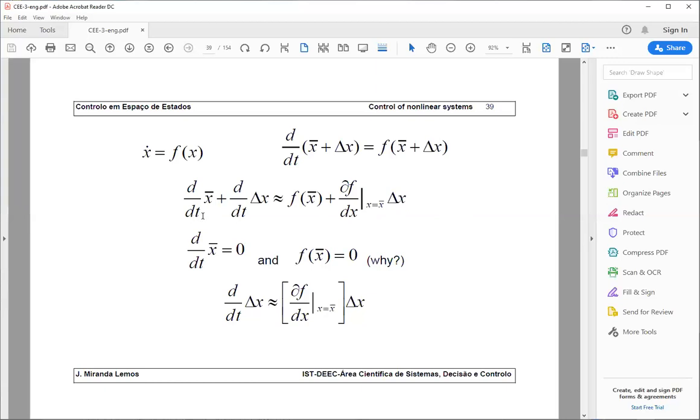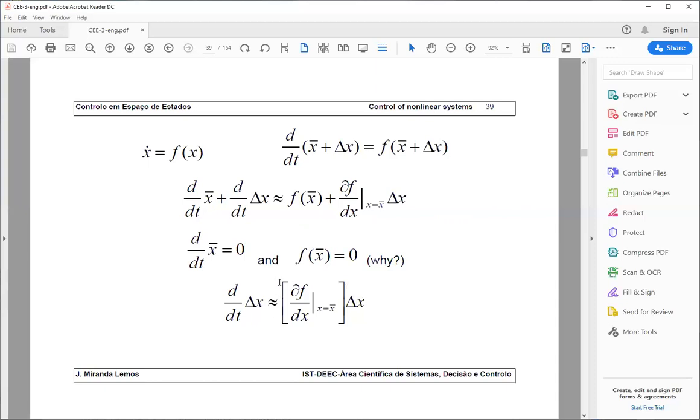Now we observe that the derivative with respect to time of x bar is 0 by definition of equilibrium point. And furthermore, f of x bar is also 0 because x bar verifies this equation with f of x equal to 0. So the state equation remains: the derivative of the increment is equal, up to second order terms, which I represent by this undulated equal sign, to a matrix given by the derivatives of f with respect to x, the Jacobian matrix computed for x equal to the equilibrium, times delta x.